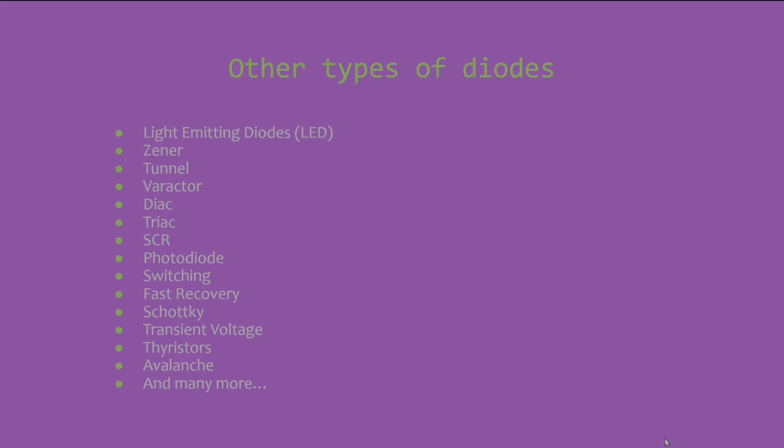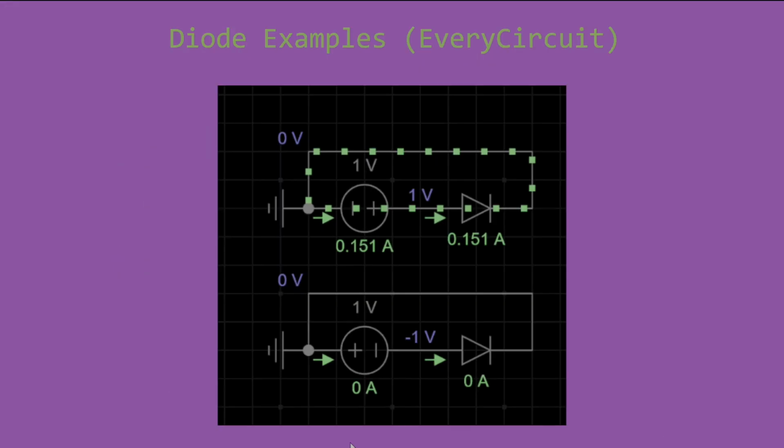Again, you have LEDs, you have Zeners, tunnels, varactors, diacs, triacs, although a triac isn't technically one, SCRs, photodiodes, switching, fast recovery, Schottky, transient voltage, thyristors. A triac is technically a thyristor, and a thyristor isn't technically a diode, but more on that in a later video. And then avalanche, but there could be other types, and some of the types could be multiple things from this list at once.